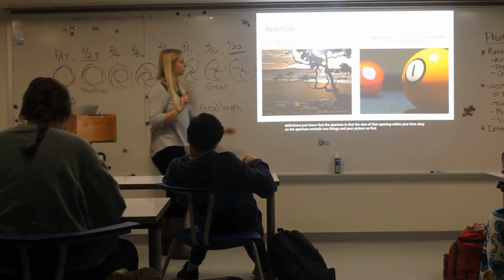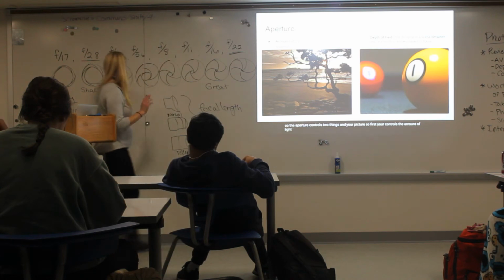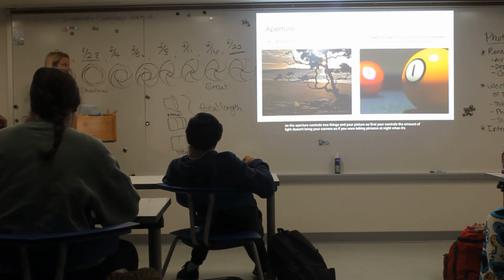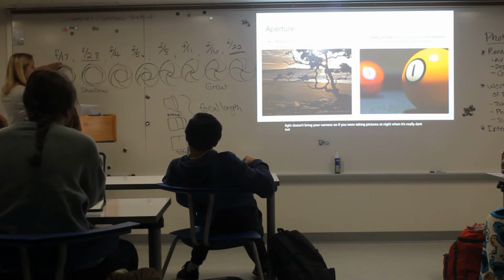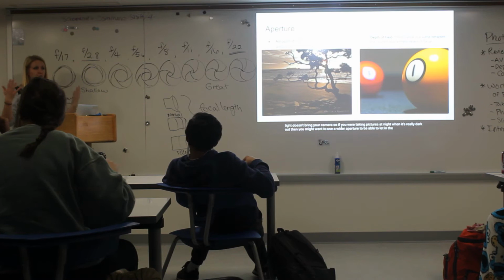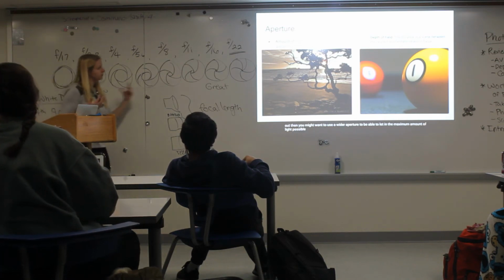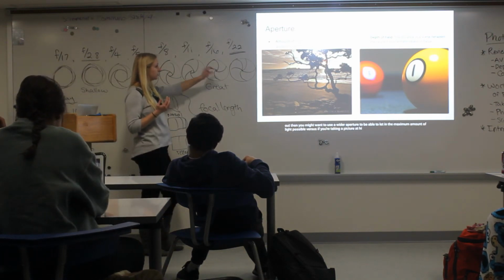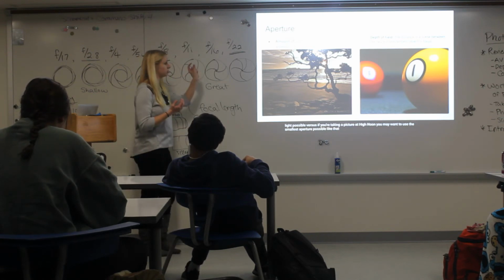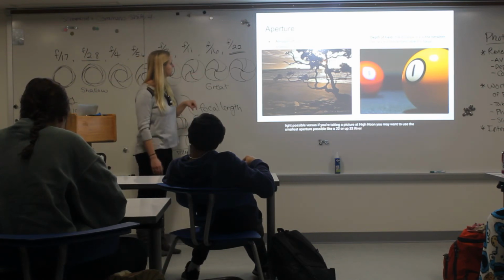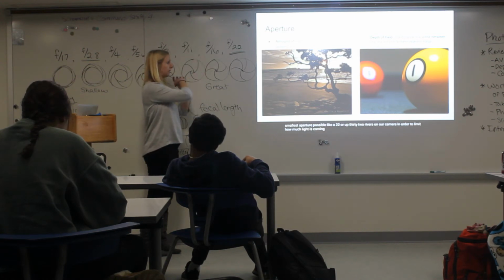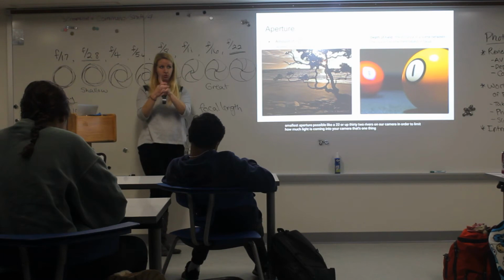So first, it controls the amount of light that's entering your camera. If you were taking pictures at night when it's really dark out, then you might want to use a wider aperture to be able to let in the maximum amount of light possible. Versus if you're taking a picture at high noon, you may want to use the smallest aperture possible, like f22 or f32, whatever's on our cameras, in order to limit how much light is coming into your camera. So that's one thing that the aperture controls.